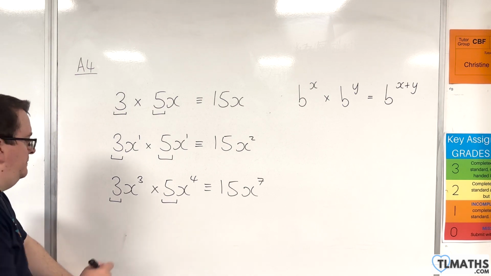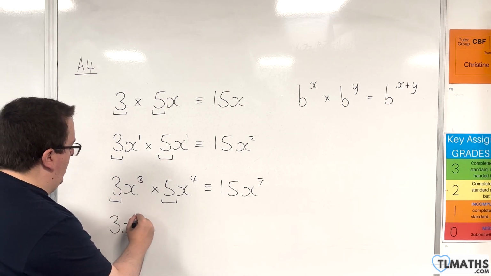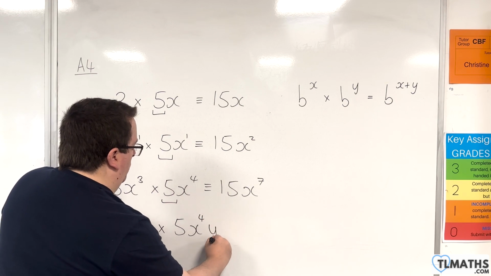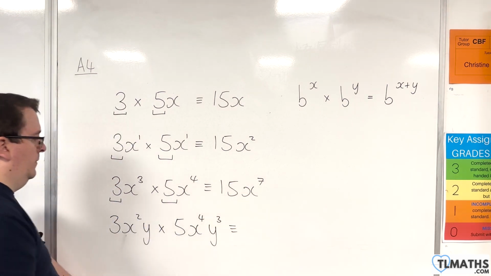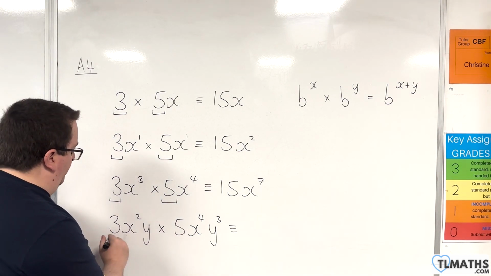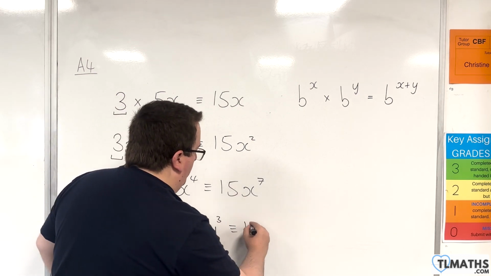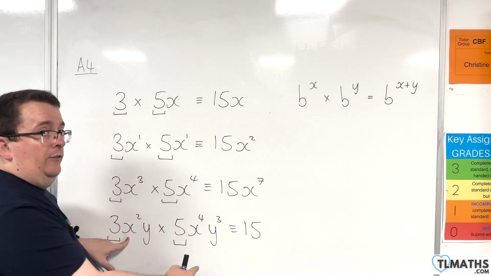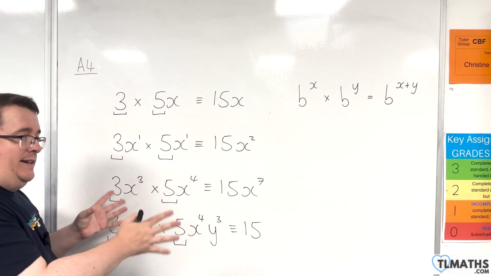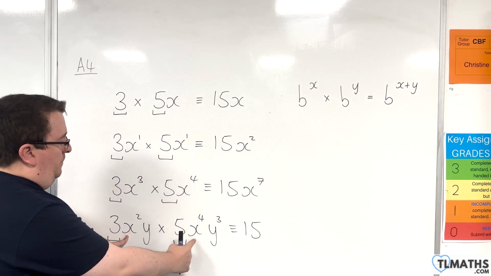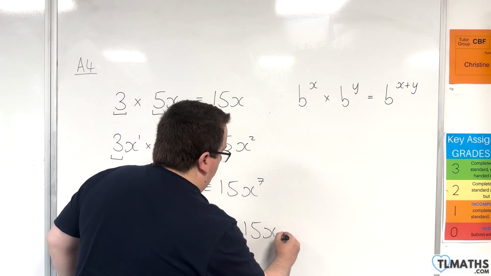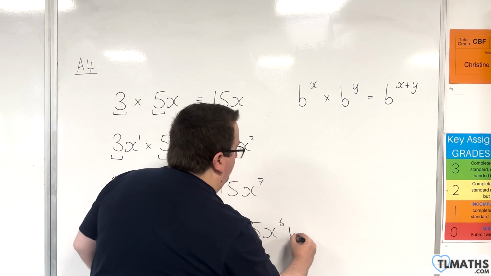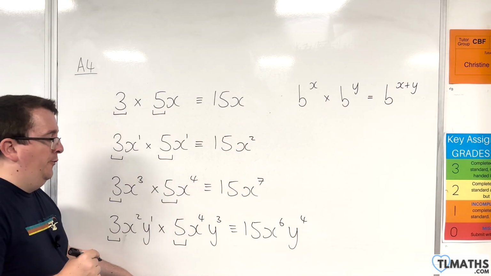Let's make it a little bit more interesting. What if I had 3x squared y times 5x to the 4 y cubed? Well, now we have the 3 times the 5, so we're going to multiply the coefficients together first. Then we have x squared times x to the 4. So notice how I'm focusing on the x's first, and then I'm going to focus on the y's. So I look at each letter independently. So the x squared times the x to the 4 will be x to the 6. And then we have y times the y cubed, which is y to the power of 4. 1 plus 3 is 4.